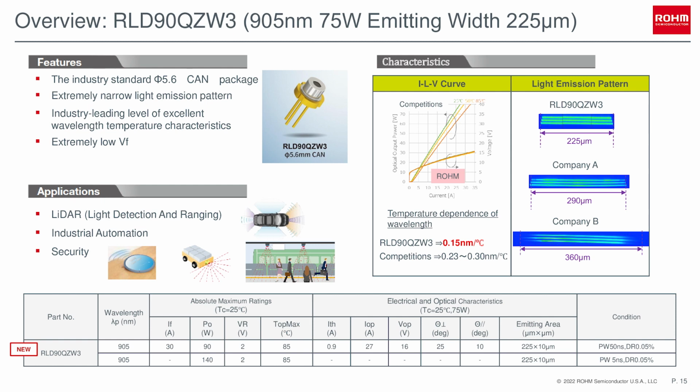This slide is an overview of ROHM's high-power laser. The RLD90QZW3 is a 905 nanometer, 75 watt, 225 micron emission width can-type laser. Its features include excellent wavelength temperature characteristics, low VF, and narrow emission width. Target applications for this device are LiDAR units for cars, automated guided vehicles, and cleaning robots. Using ROHM's lasers, the sensing distance and accuracy can be improved.